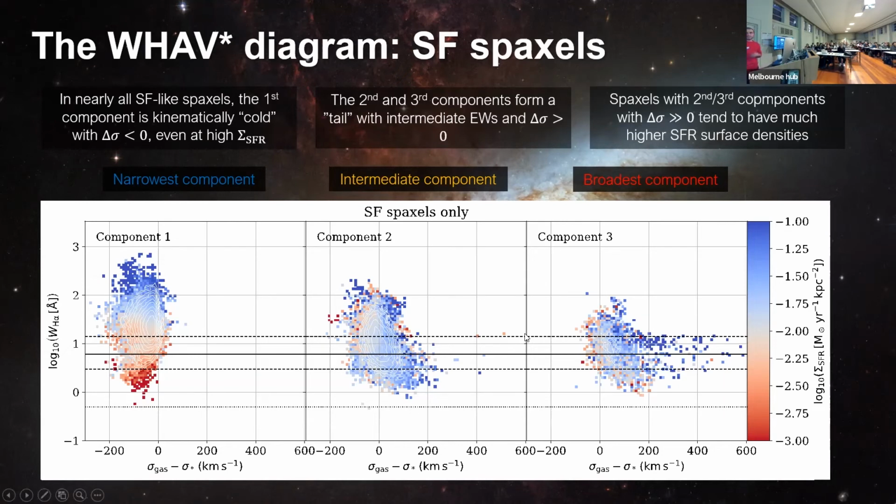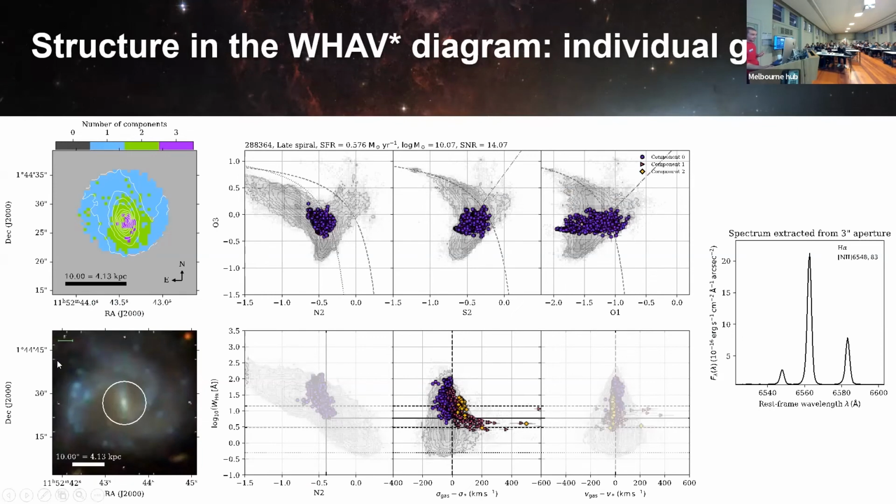And so to give us an idea of what could drive this spread, we can create these diagrams in individual galaxies. So for example, here is a very photogenic face-on spiral galaxy in SAMI. In the central regions of this galaxy, there's quite a large region where 2 or 3 components have been fitted to the emission lines. If you look at the BPT diagrams up here, the emission line ratios are consistent with star formation with maybe a little bit of shock mixing going on.